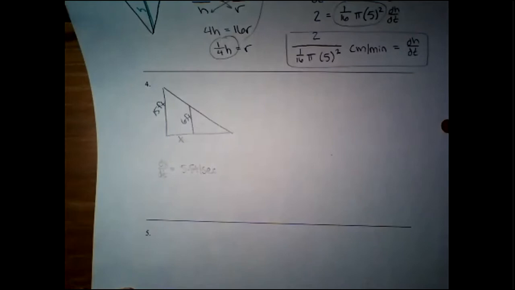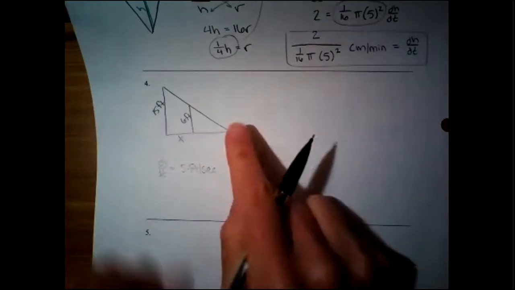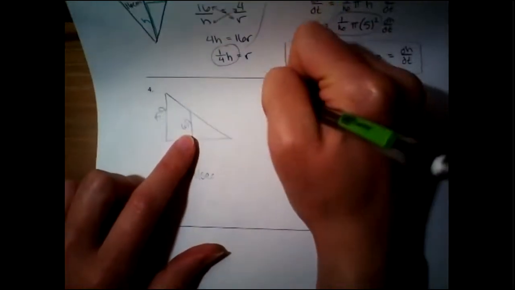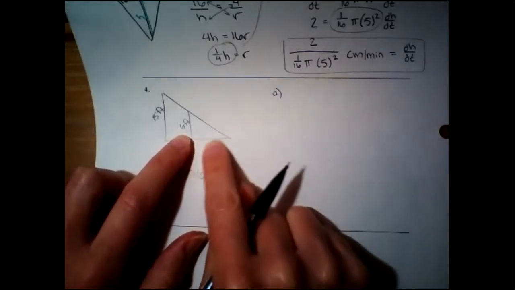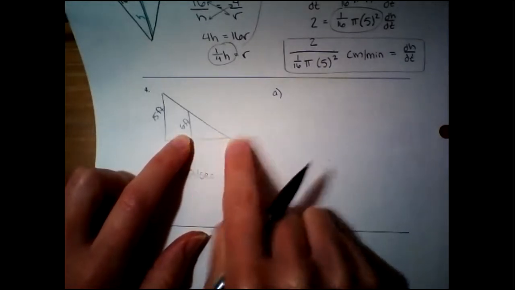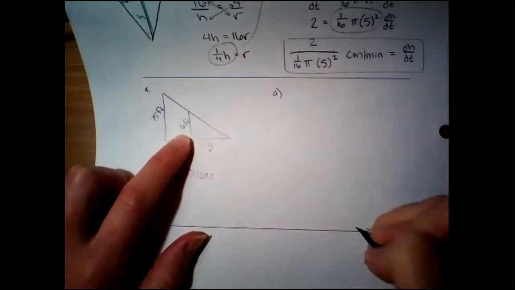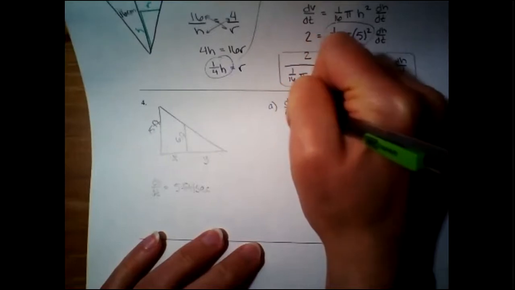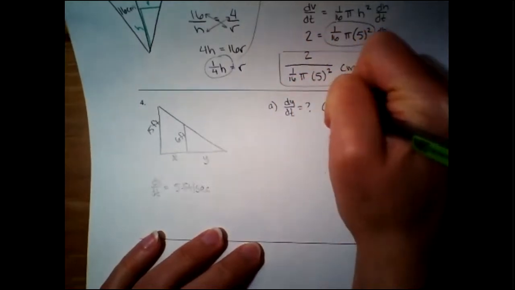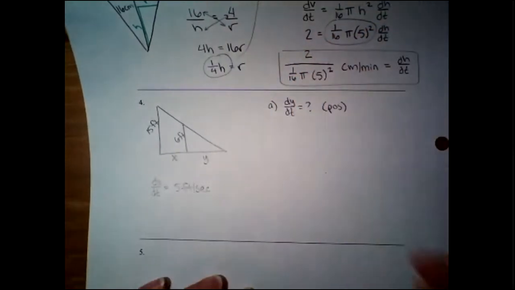And what we're being asked for is, in part A, how fast is his shadow lengthening? So this distance, they had it in gray. That would be his shadow. I'm going to call that y. And so we're being asked for dy dt. That's the question mark. And it should be positive because the shadow is getting longer.